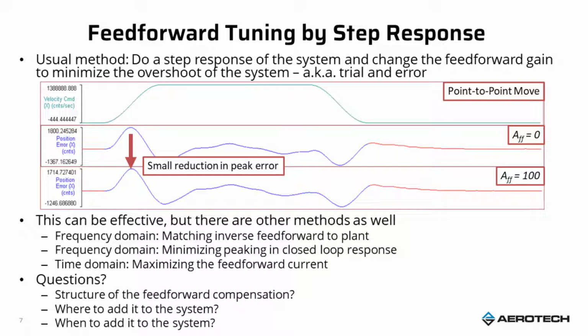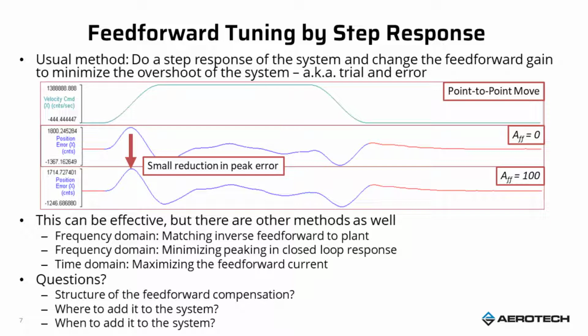I rerun the move, and I see, oh, okay, I did have some small reduction in the peak error, which is what I would have expected. But now the question is, well, how much bigger do I make AFF, or should I make it smaller, or what should it really be? So there are some methods that we can use to make a much closer guess the first time and find the optimal values for AFF. The first method is to, in the frequency domain, match the inverse feed forward to the plant, and I'll show you how to do that in a second.